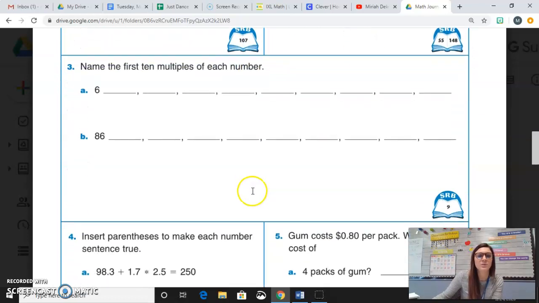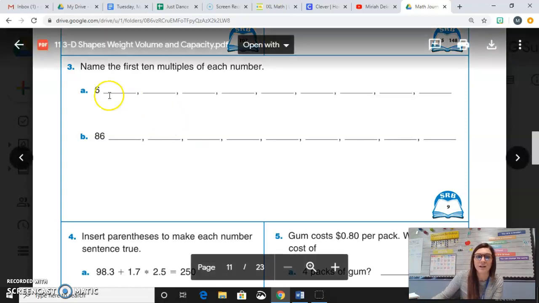If you scroll down to number 3, name the first 10 multiples of each number. Again, you need to go in your MCA math packet and look what a multiple is if you don't remember. Then you need to make sure that these next numbers are all the next multiples of 6 and of 86.